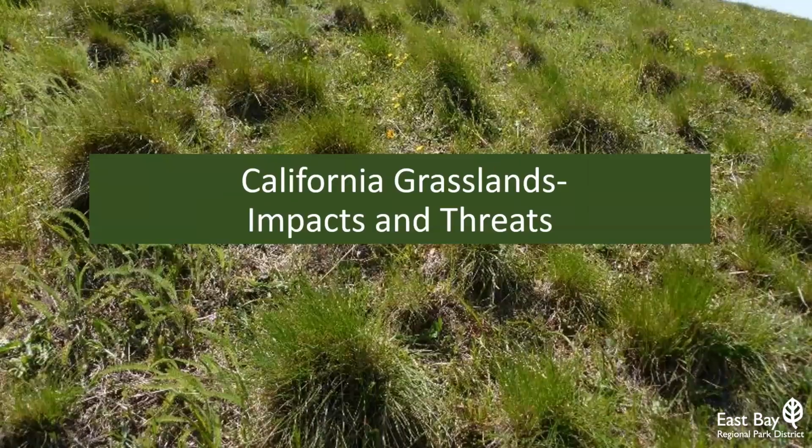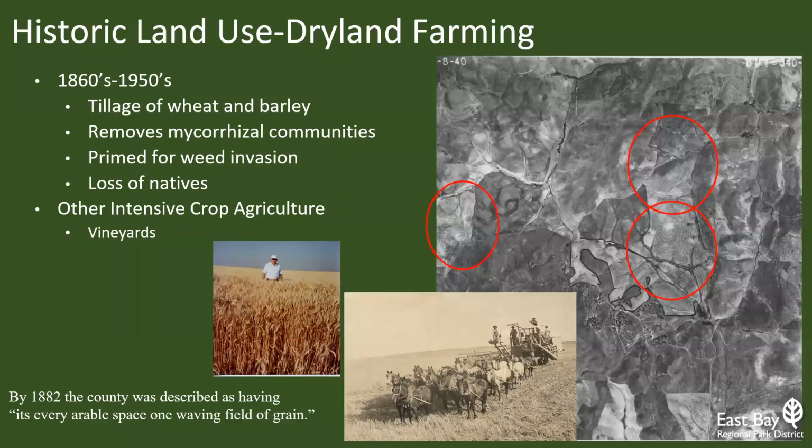So what are some of the impacts and threats to California grasslands? One of them is historic land use, and in our area, dryland farming in particular. From the 1860s to the 1950s, dryland farming was practiced, which is the growing of crops, usually wheat and barley, without irrigation. The land was tilled using equipment such as that at the bottom of the slide.